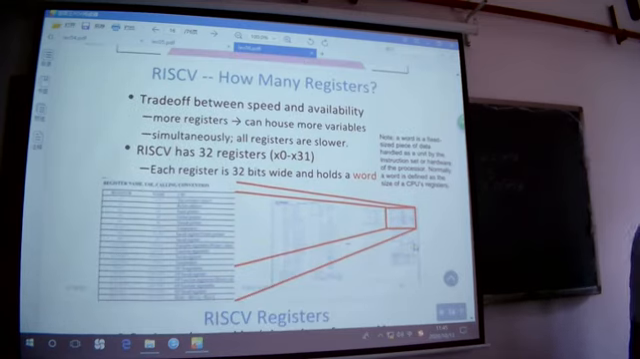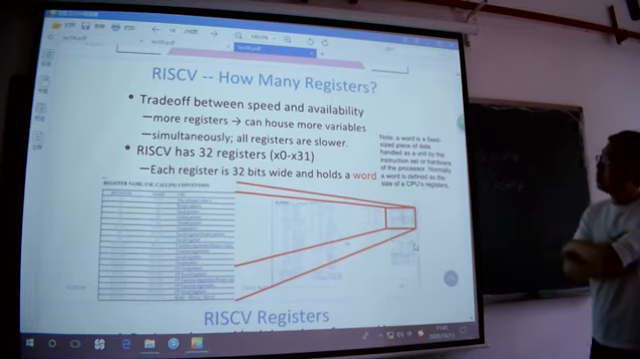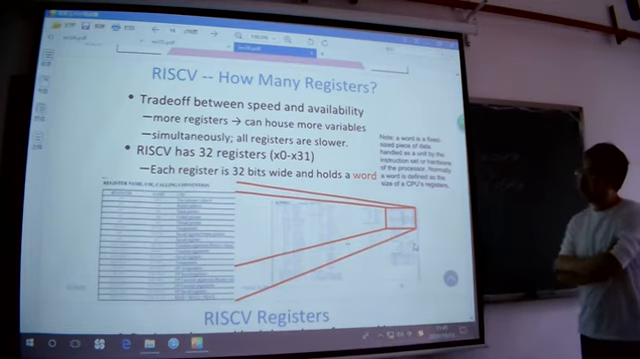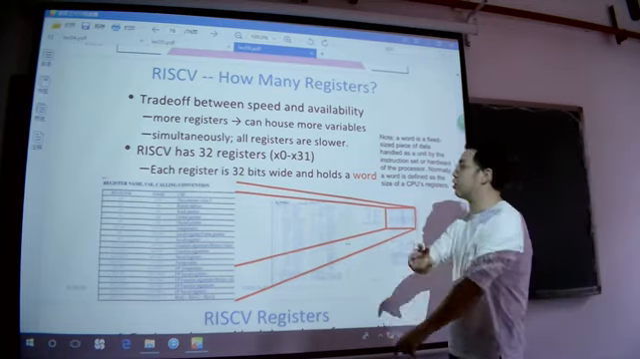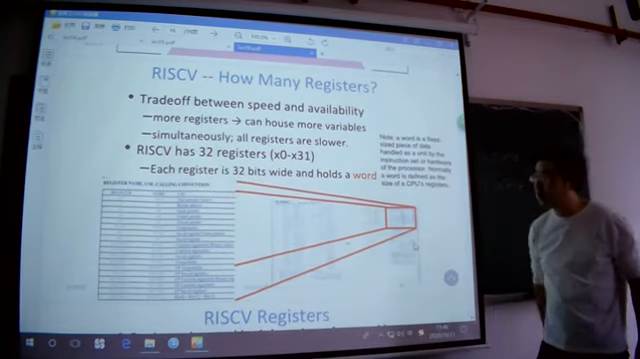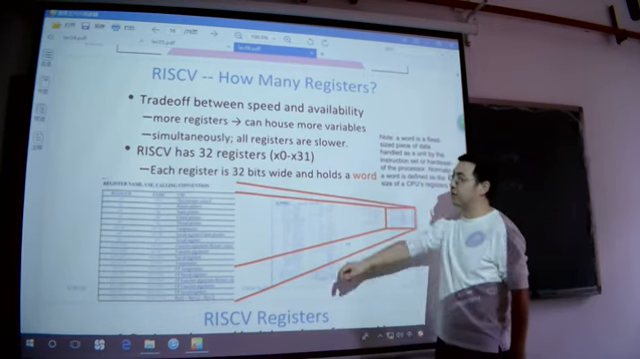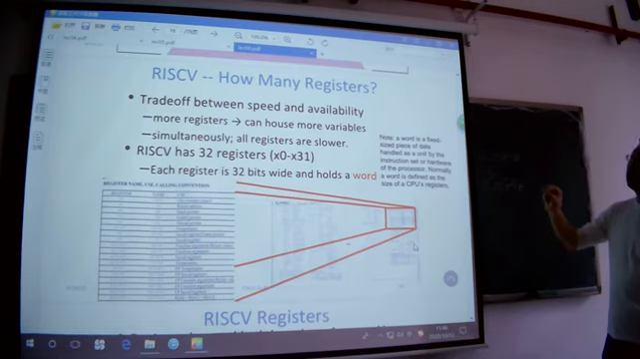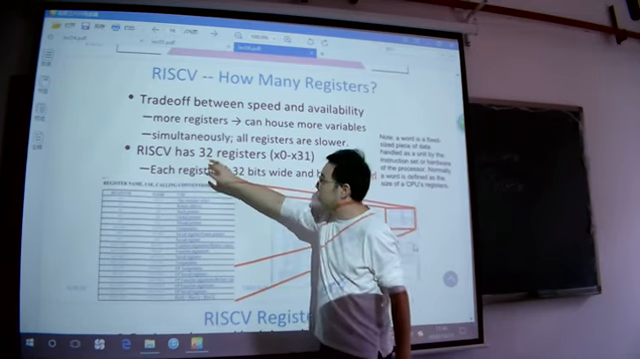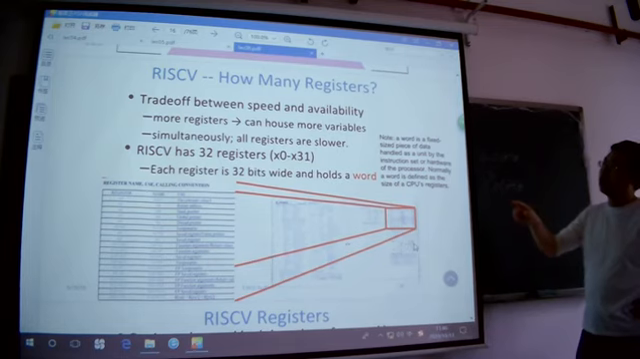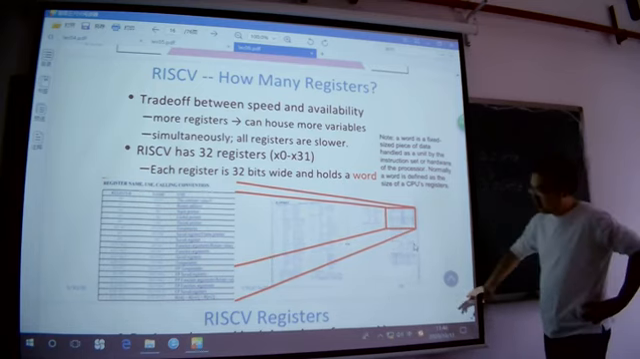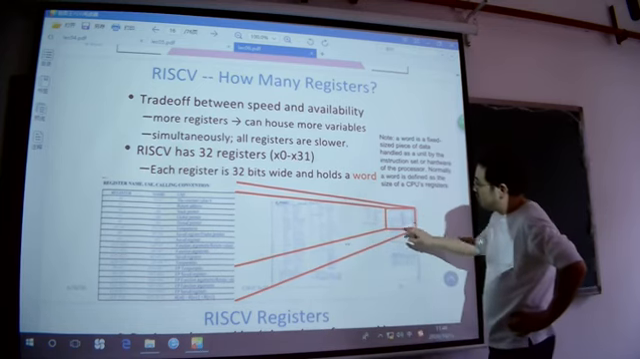We can find how many registers. The trade-off is between speed and availability. More registers can house more variables. RISC-V has 32 registers. Important: 32 is the number of registers, X0 to X31. Each register is 32 bits. So you can find 32 and 32, the size is a multiple of 32.